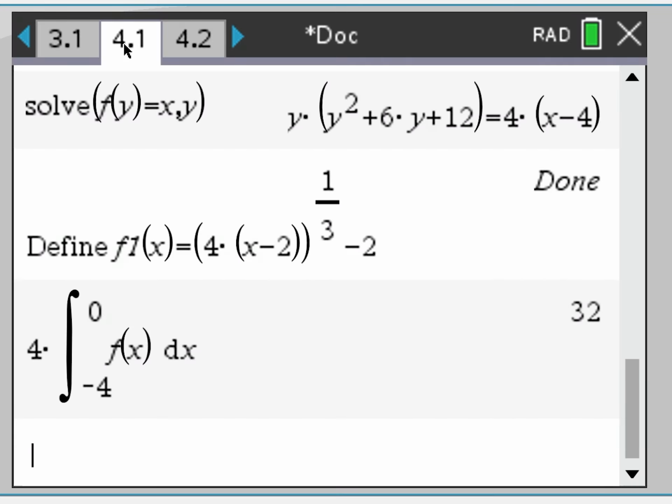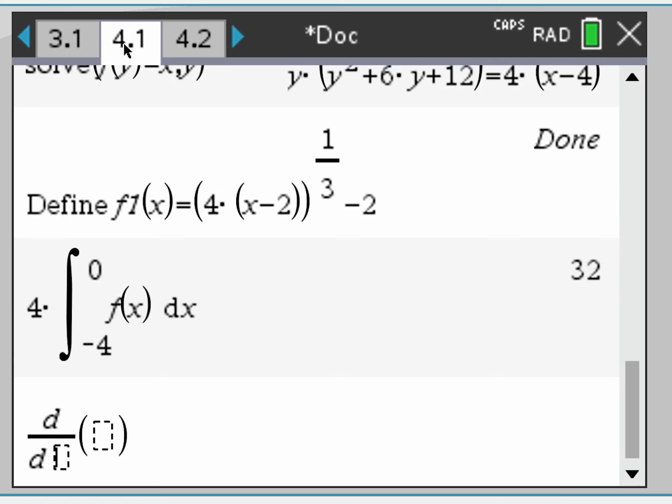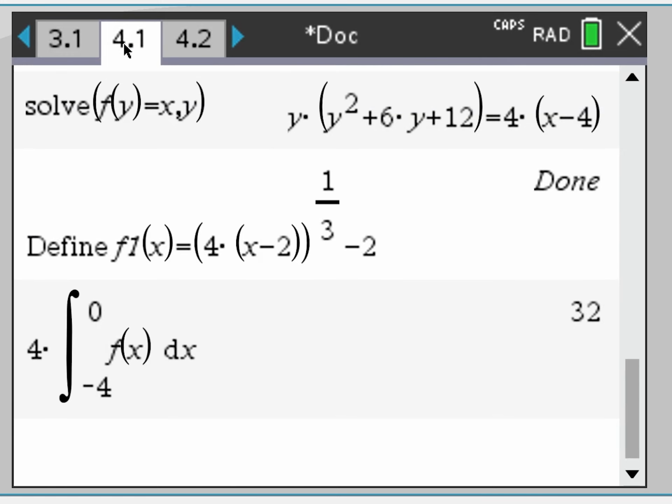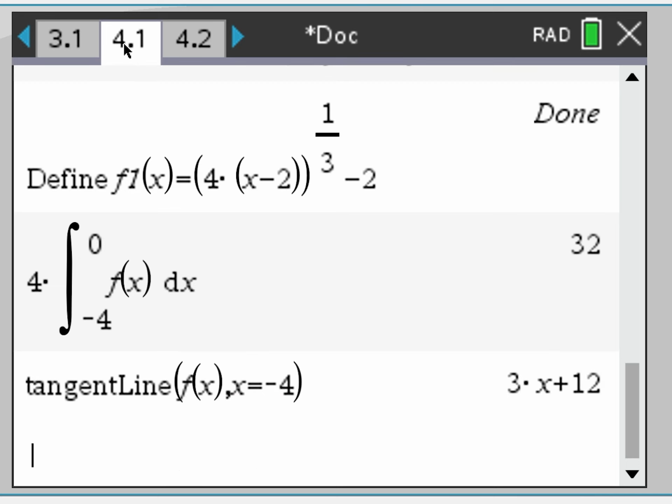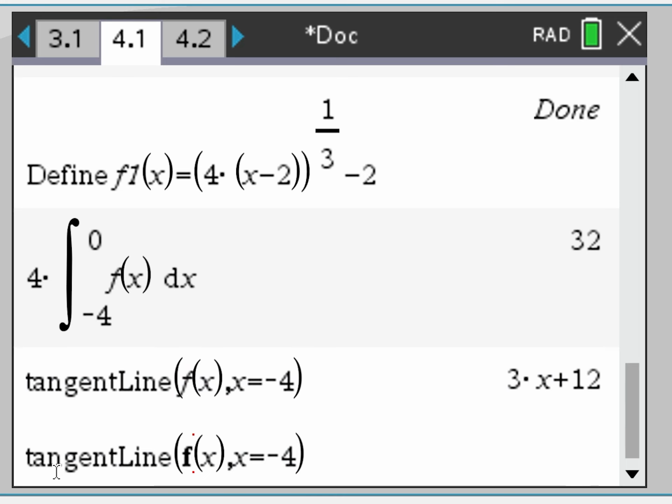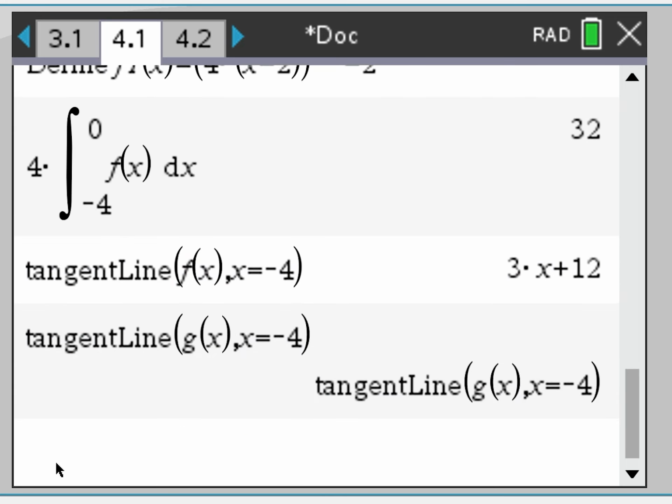Actually, there is an easier way to do this. We don't have to differentiate f of x. We can just simply find a tangent line and get the gradient from there. So menu, 6, 9, f of x, comma x equals -4. So there you go. The gradient is just 3 for that. If I do the same for g of x, oh, there is no g of x. Oh, I haven't defined it.